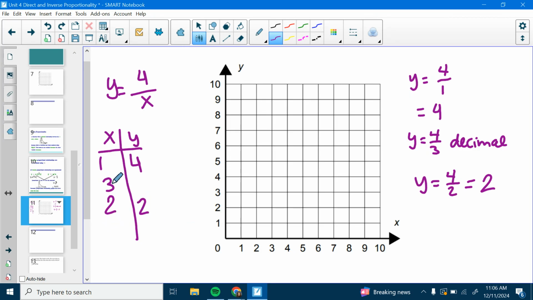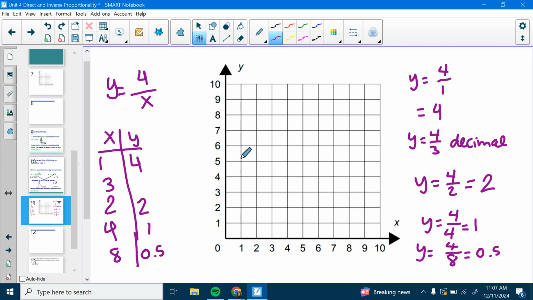If I put in, I don't know why I went from 3 to 2. If I put in 4, y is equal to 4 over 4, I get 1. And let's get wild and crazy and do 4 over 8. That is equal to a half, or 0.5. So I have 4 and 1, 8 and 0.5. So let's plot some of these points. 1, 4, 2, 2, 4, 1, 8, 1/2. Okay. And if I very carefully draw this line through there, you will see that it makes this nice arc shape.